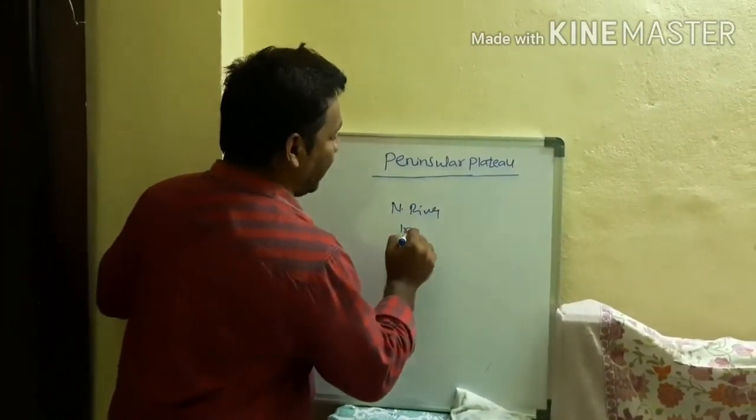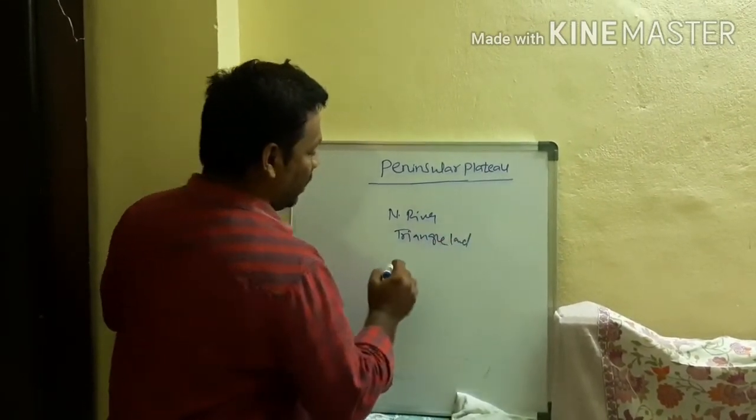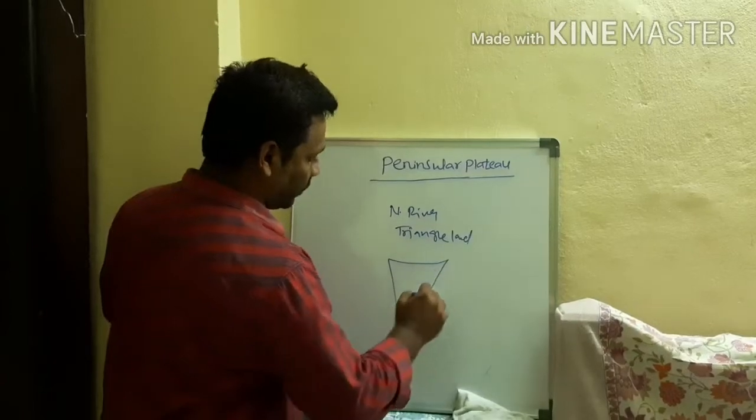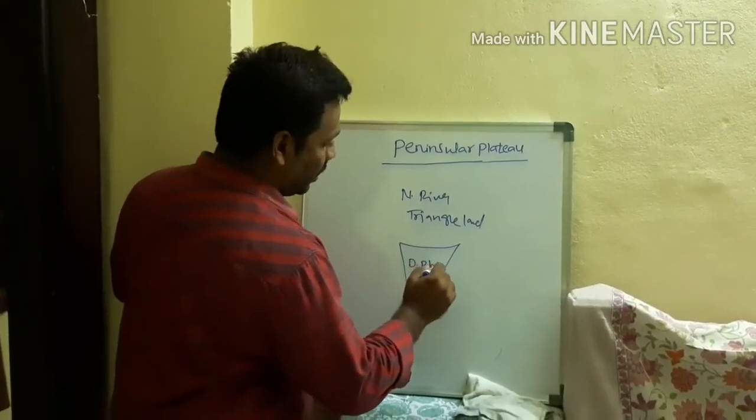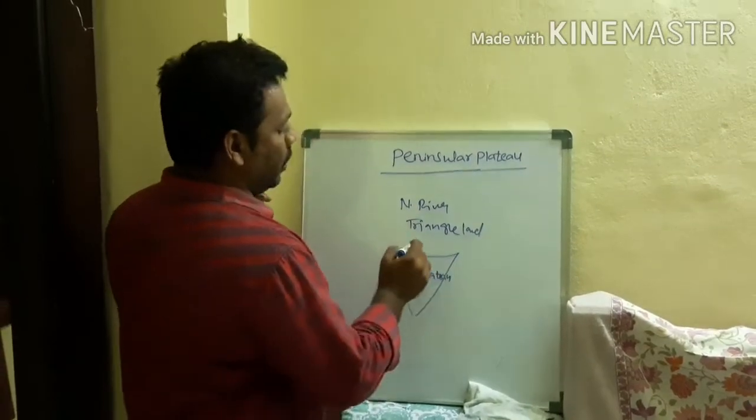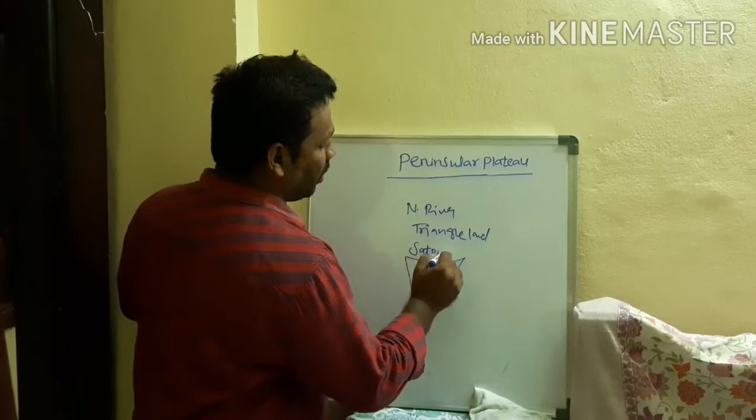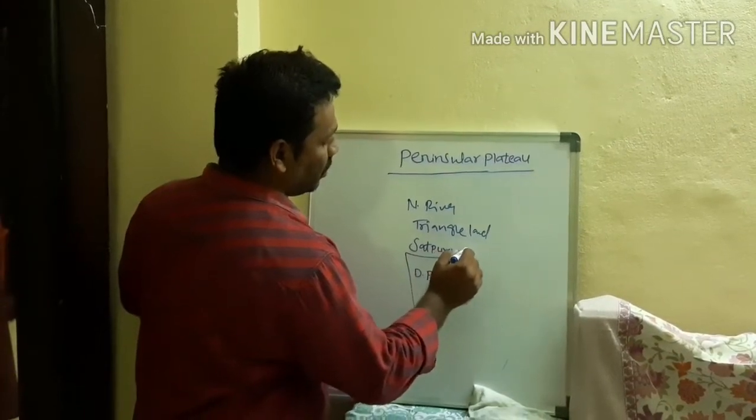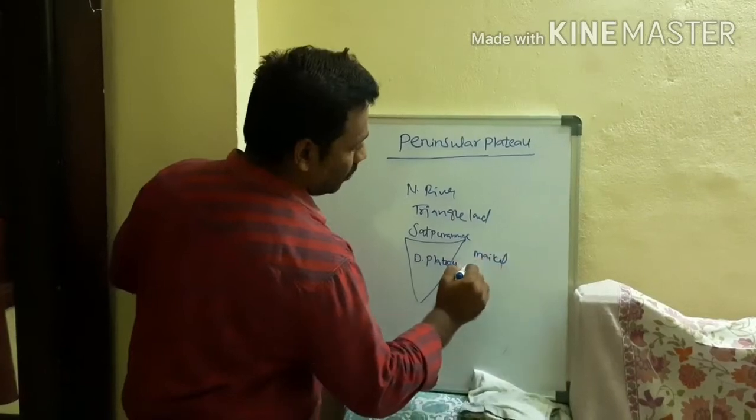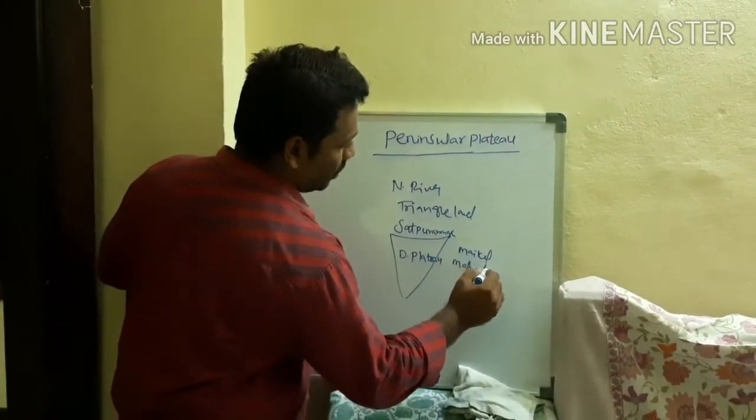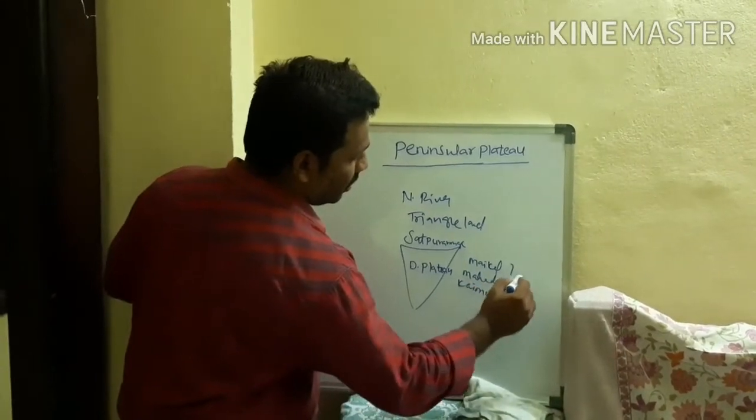To the south of the Narmada River, we can find one triangular land shape, like this. It is called the Deccan Plateau. What are the boundaries of the Deccan Plateau? To the north, the Satpura Range, and in the eastern part, the Mahadev and Kaimur ranges are there. These are the ranges.